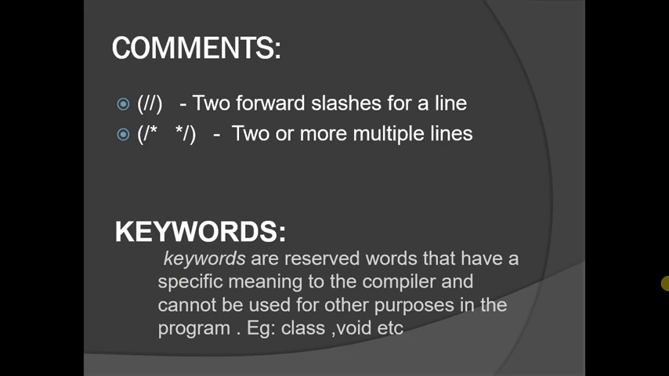The keywords. The keywords are the reserved words that have a specific meaning to the compiler, and they cannot be used as normal variables, and they cannot be used for other purposes in the program. For example, you have employees, class, void, etc.